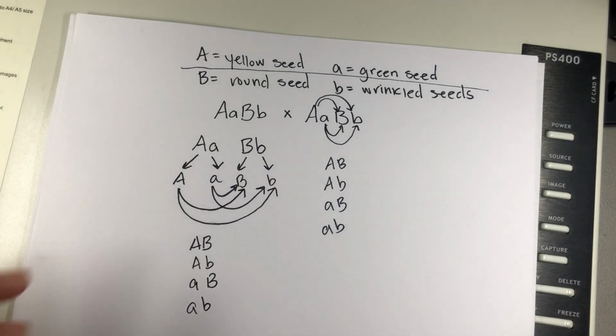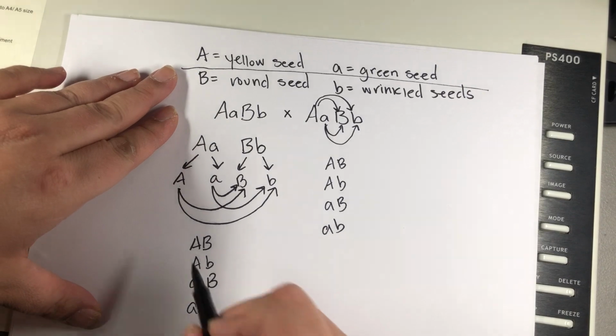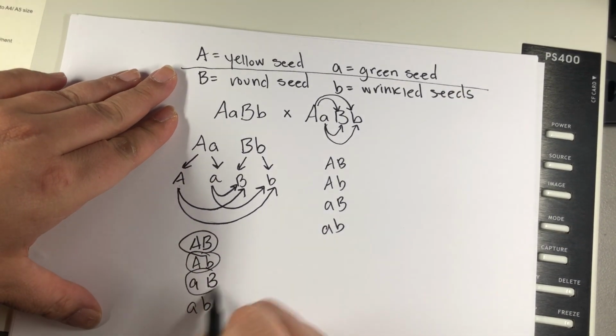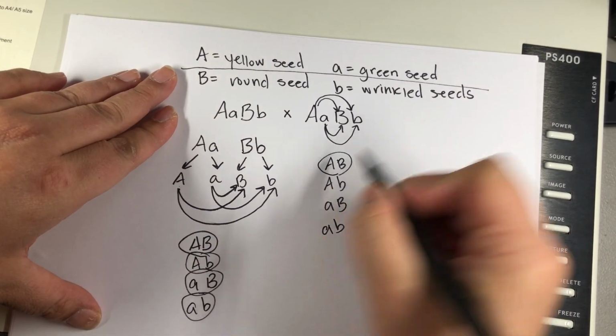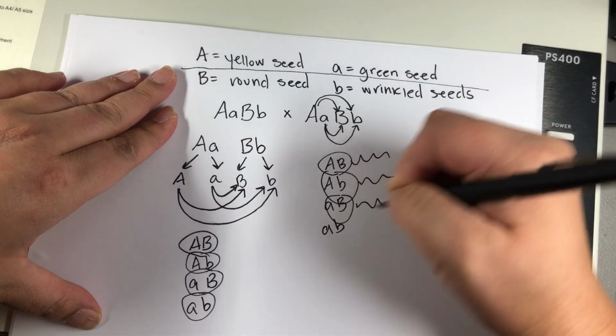Okay, so this parent, let's say that this is the female. This parent can create these eggs, right? And this parent can create this sperm. So these are its gametes. These are its egg and sperm.